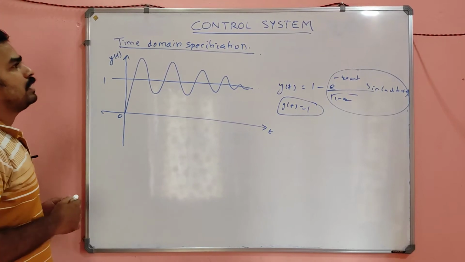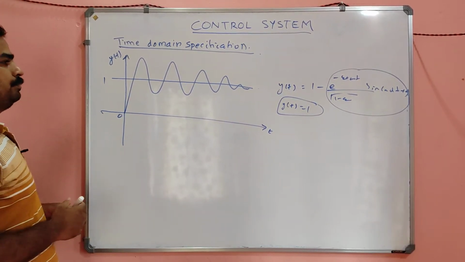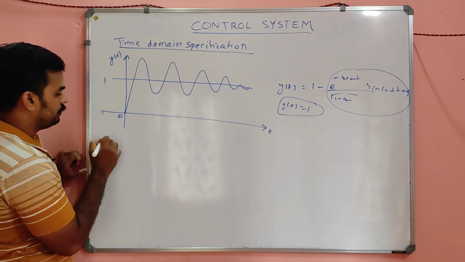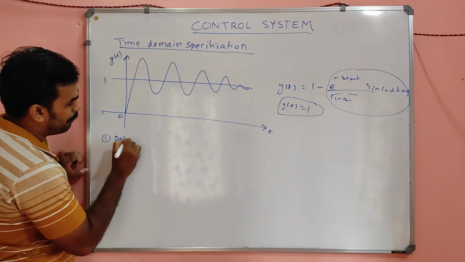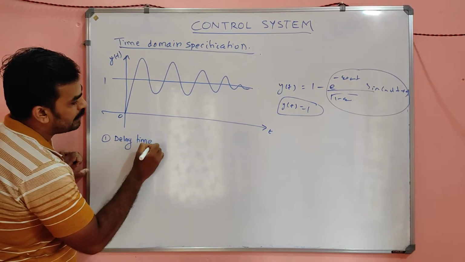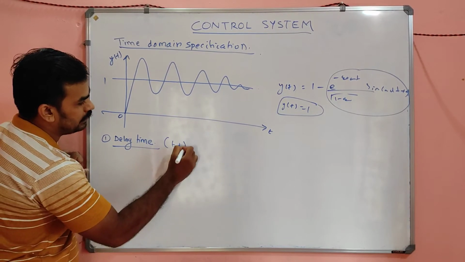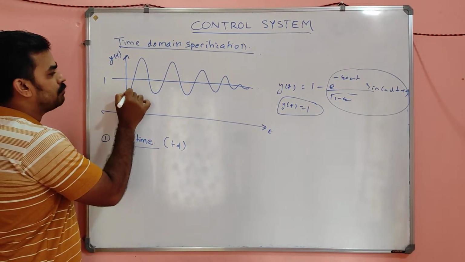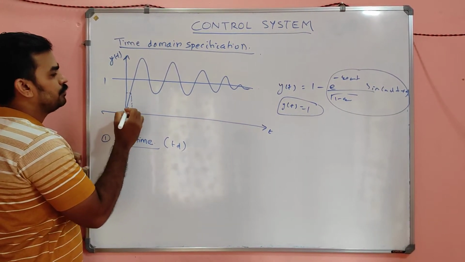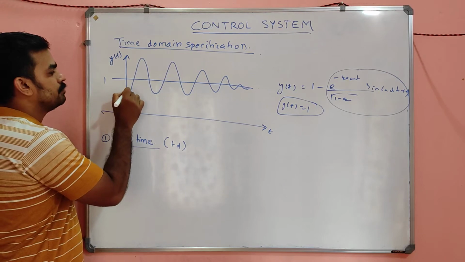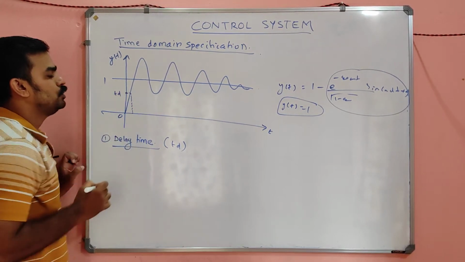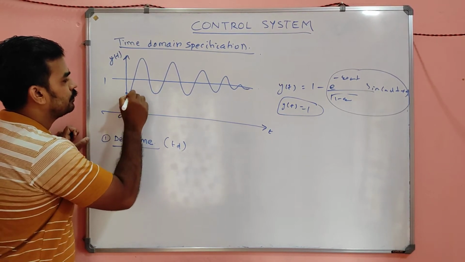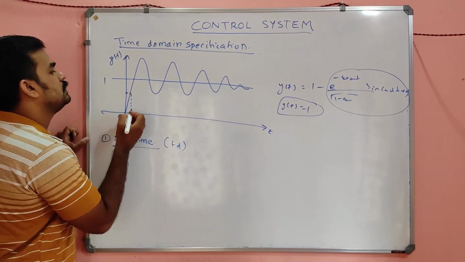Okay, and we are going to see some important specifications, my dear. First one, delay time. It is represented by TD. So delay time means it is the time taken by the system to attain. Not here. This is TD.